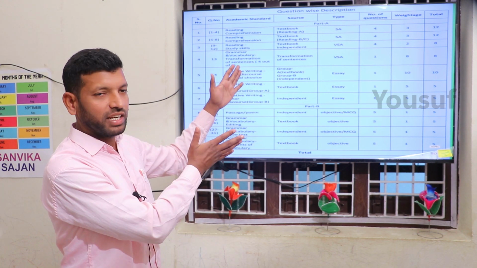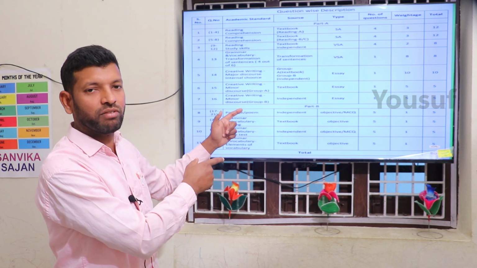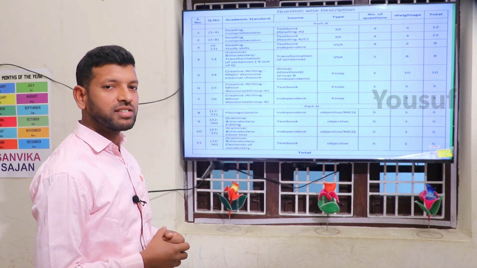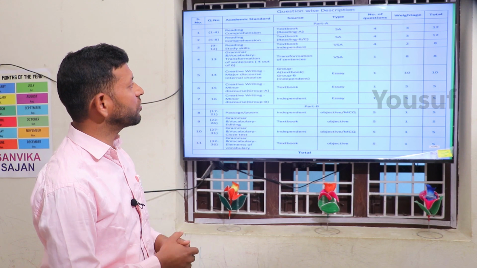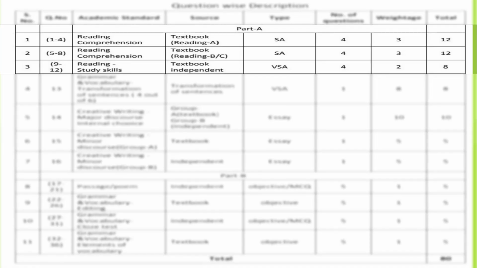You could see it, you can understand it, but still I am giving my explanation so that you can understand it better. So first one, question number 1 to 4, reading comprehension, textbook reading A. Short answers, number of questions are 4, and then weightage 3. 4 threes are 12.